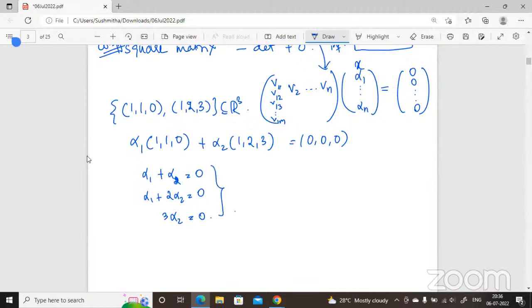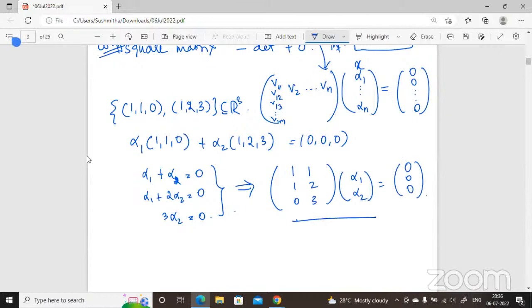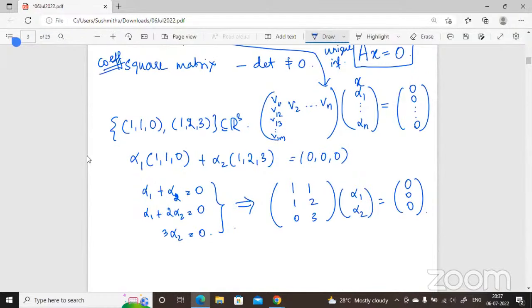So now I can write this in matrix form, right? AX is equal to B. The matrix is 1, 1, 1, 2, 0, 3, times alpha 1, alpha 2, equal to 0, 0, 0. Now you want to check whether this system has a unique solution or not. Can you calculate the determinant? You cannot calculate the determinant because this is not a square matrix.